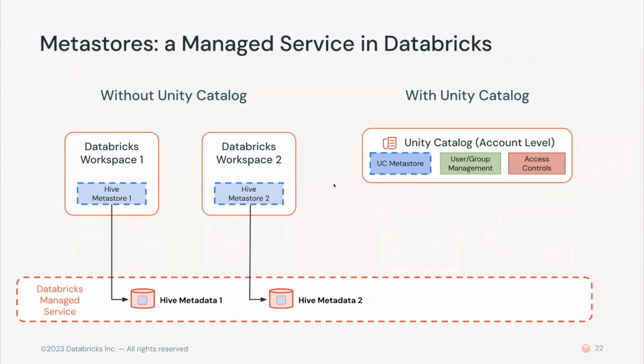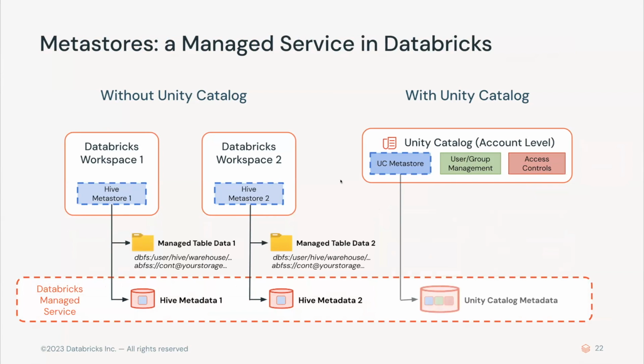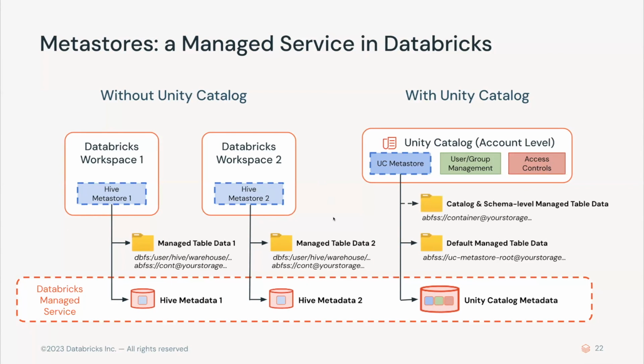When we are trying to manage all of these entities, with Unity Catalog it's the Unity Catalog metadata in the Metastore that has an associated storage account or S3 bucket or Google Cloud Storage location that it centers around, right? And you can see the difference in how the root buckets work, like the default managed table data, right?